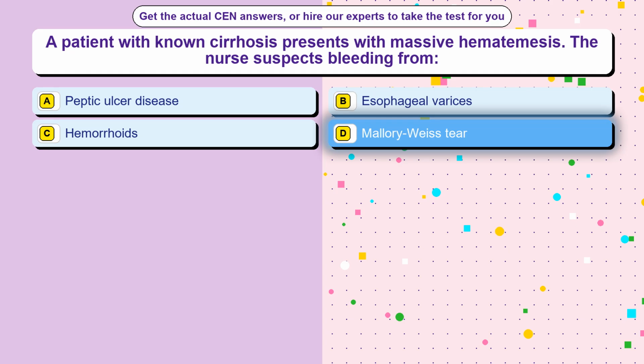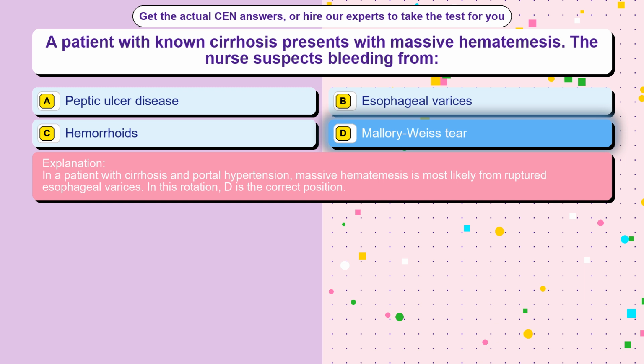The correct answer is option D, Mallory-Weiss tear. In a patient with cirrhosis and portal hypertension, massive hematemesis is most likely from ruptured esophageal varices. In this rotation, D is the correct position.